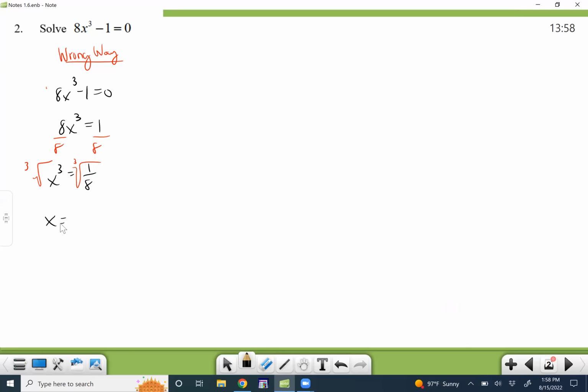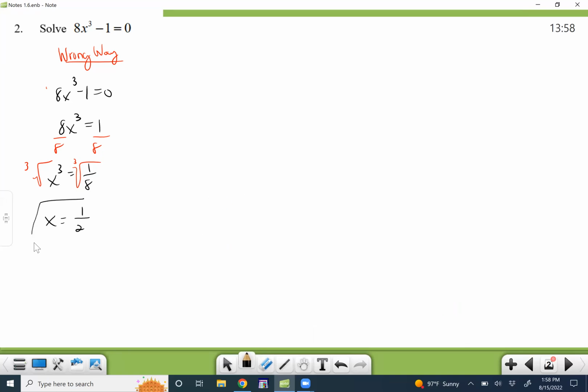So the cube root of 1, well, 1 times 1 times 1 is 1. And the cube root of 8, well, if you didn't already know it, 2 times 2 gets you 4. Multiply it by another 2, boom, you've got 8. So the cube root of 8 is 2, okay? Now notice this is only one answer, you guys.